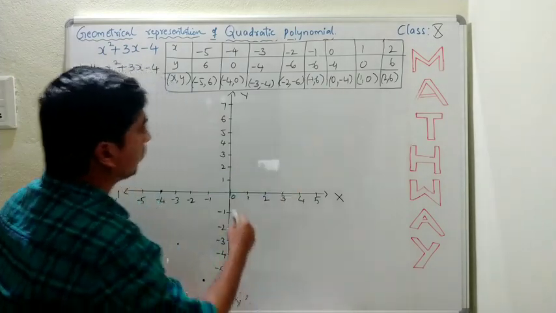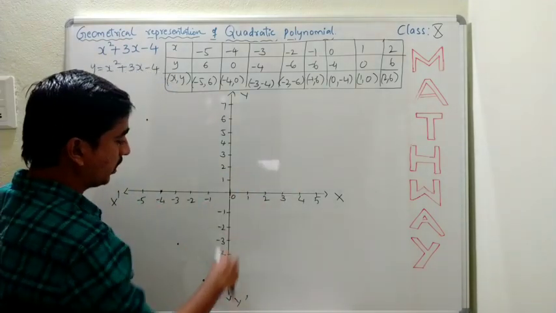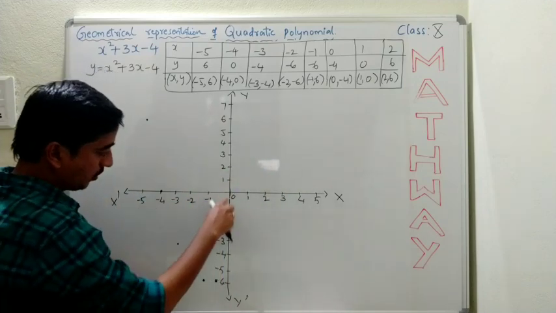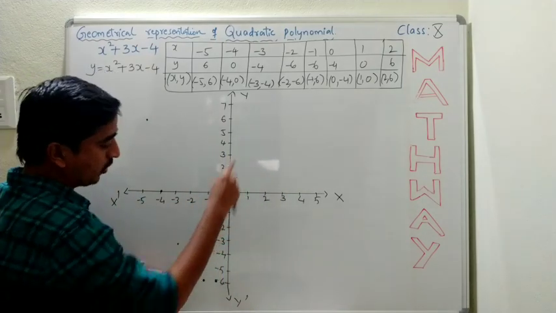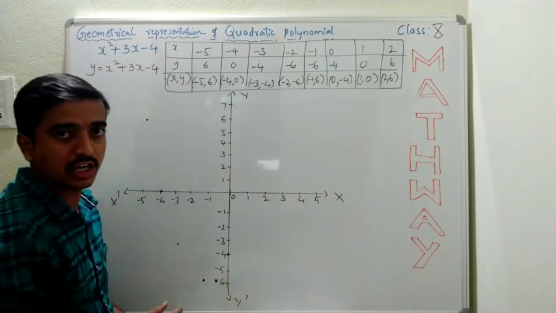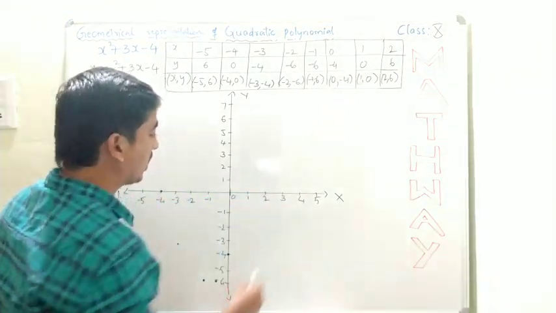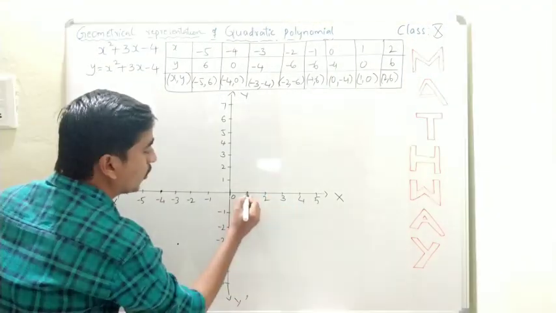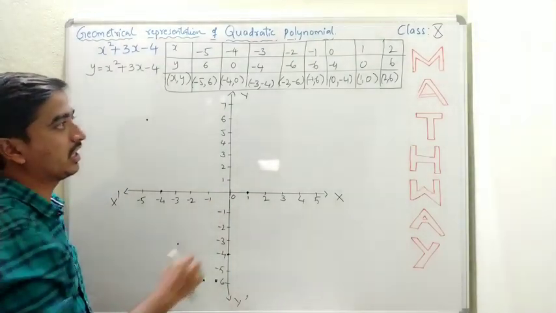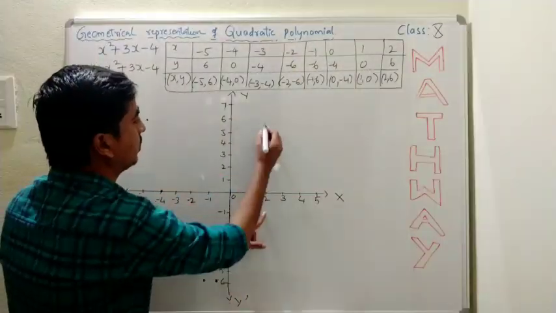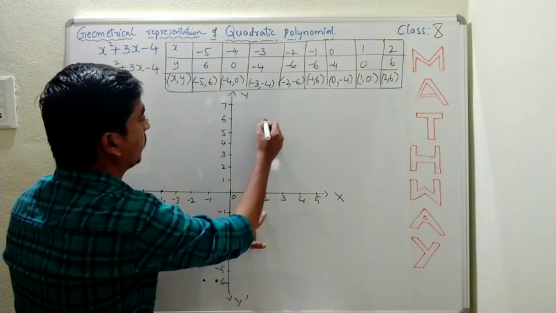Then 0 comma minus 4. The x coordinate is 0 and on the y axis we get the y coordinate minus 4. So it represents 0 comma minus 4. Next 1 comma 0. The x coordinate is 1 and the y coordinate is 0, so on the x axis we get the point. Next point is 2 comma 6. Here we get it approximately.